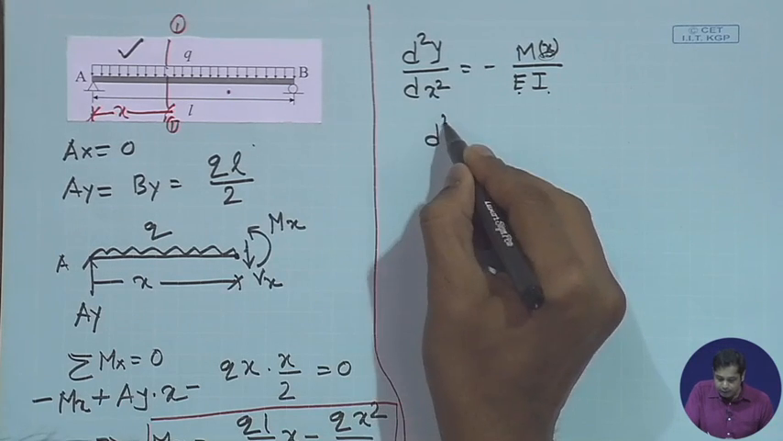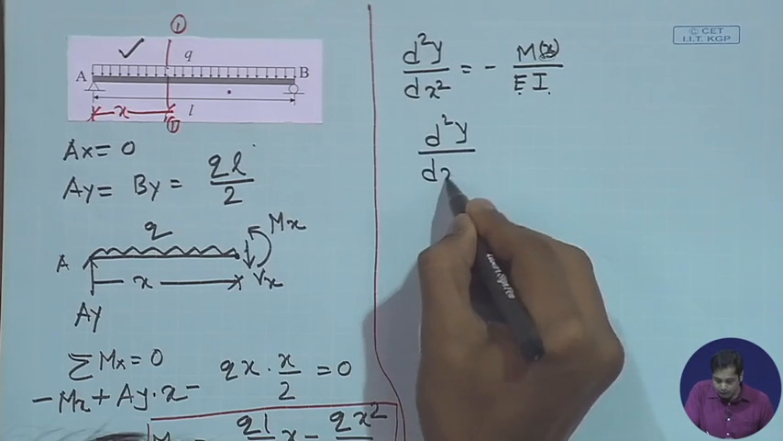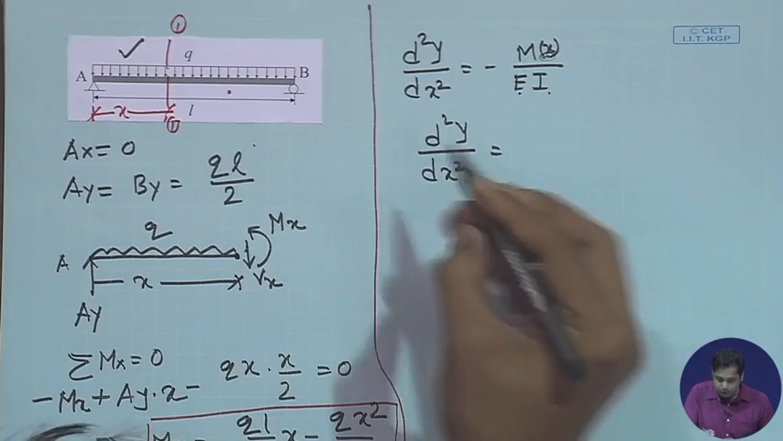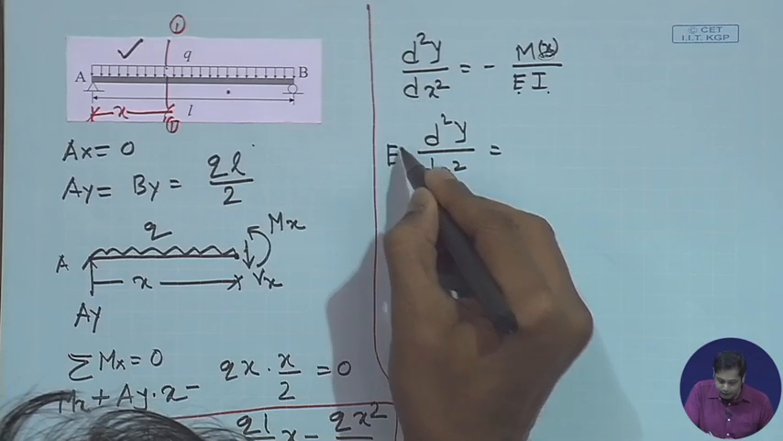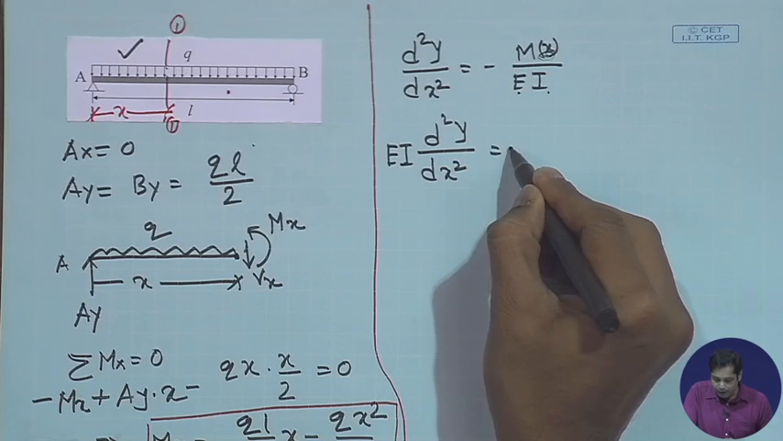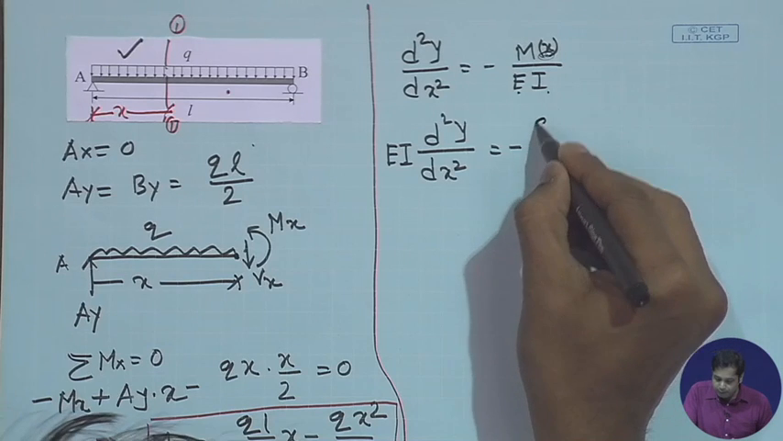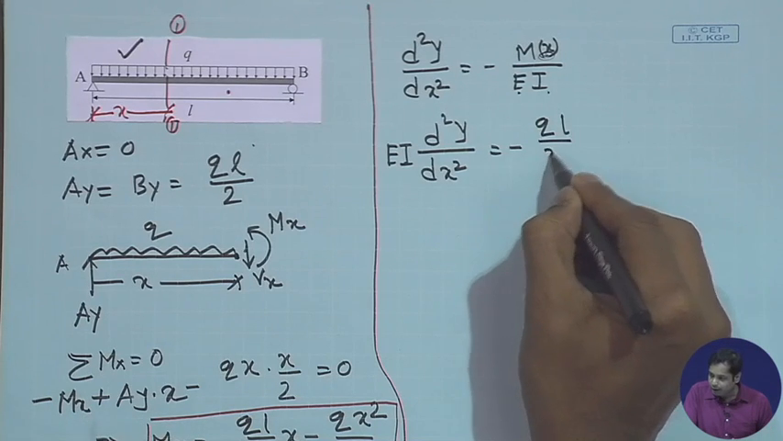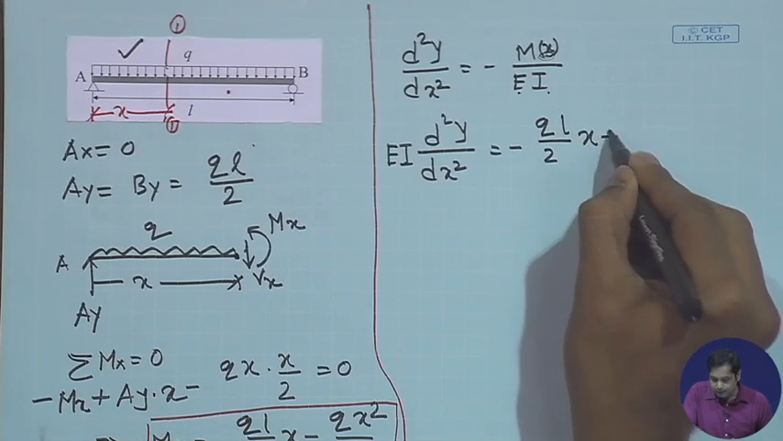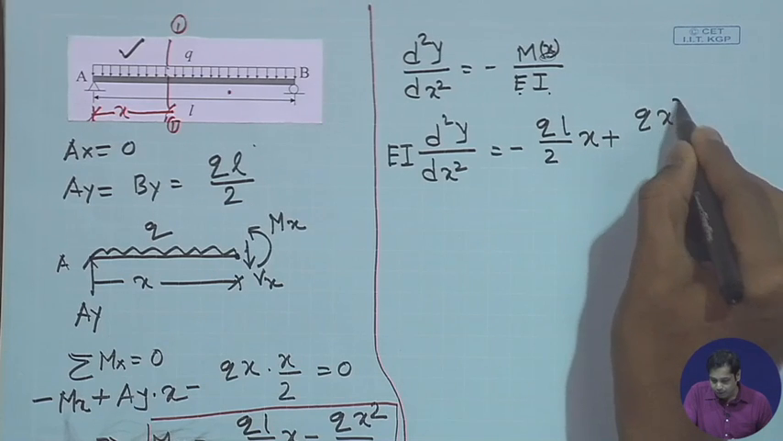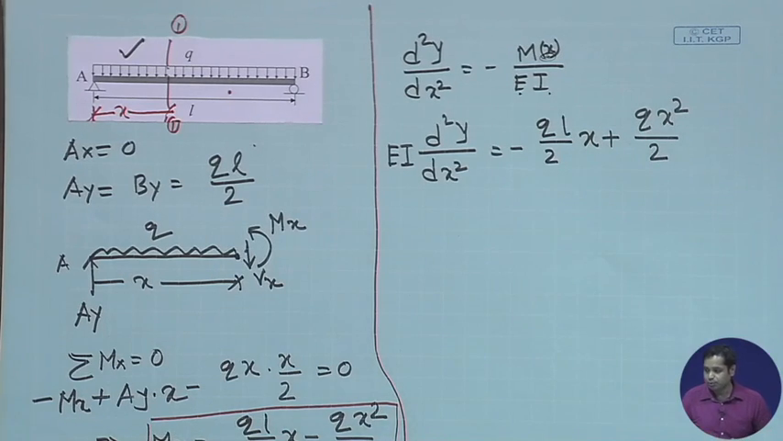So, d2y/dx2 is equal to, or you can write EI here, minus Mx becomes minus qLx/2 plus qx^2/2. Okay.